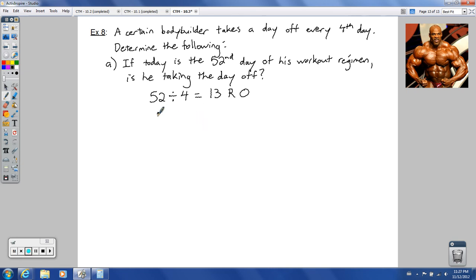So we can say, therefore, is he taking the day off? Yes, he is, since 52 is congruent to 0 mod 4. So that every 4th day he's taking that off. Let's write this in a different color, just as a reminder of why this worked out, or why we used mod 4. We're using mod 4 since he has every 4th day off.